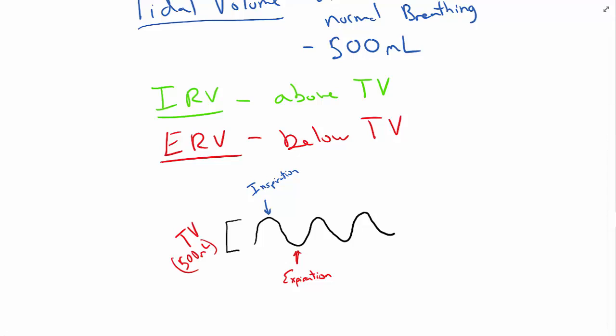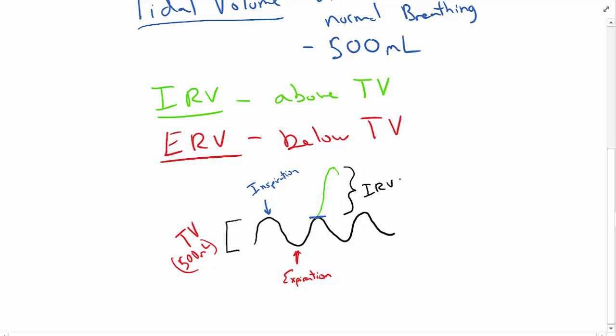Now, say we're right here, we finished an inspiration, and now we're getting ready to exhale, and someone said stop. Before you let any of the air out, I want you to inhale as much as you can, and say you followed that direction and you inhaled about that much, and then you'd come back down. But this right here is your inspiratory reserve volume. This is IRV. This is the volume of air that you're able to inspire above tidal volume.